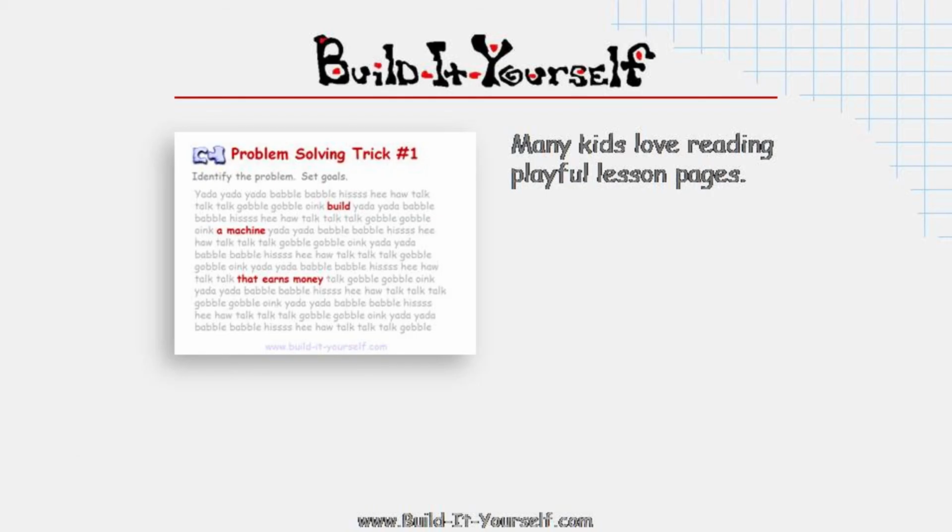Well, the funnel works. Many kids love reading playful lesson pages.